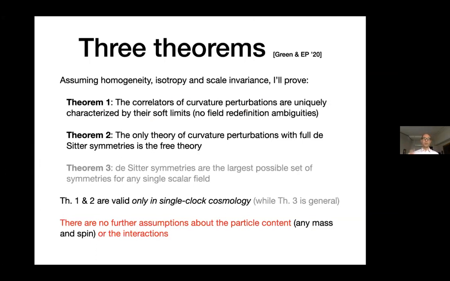And theorem number 2 will show that the only theory of curvature perturbations that is fully invariant under the de Sitter isometries is the free theory. Both of these theorems, 1 and 2, are only valid, they assume a single clock cosmology, but make no further assumptions about the particle content or other interactions. So as long as it is single clock, you can have 32 fields with arbitrary interaction, arbitrary masses or spin, it doesn't matter. These theorems still apply.